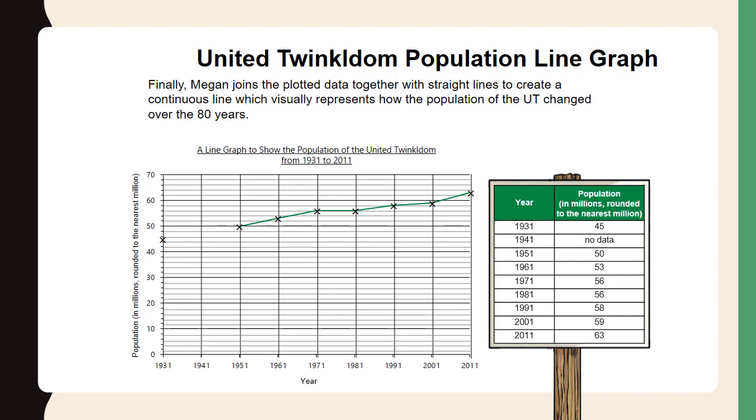Why do you think she hasn't joined up the information from 1931 to 1951? Super, it's because she doesn't have the information for 1941. There's a break in her data.